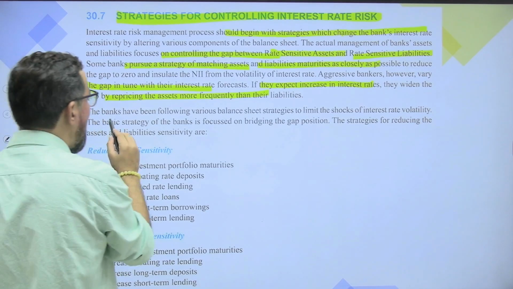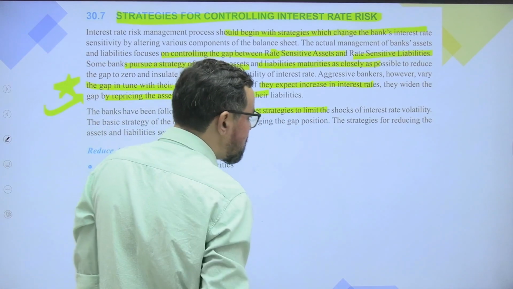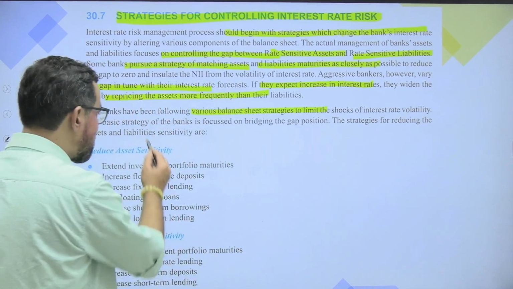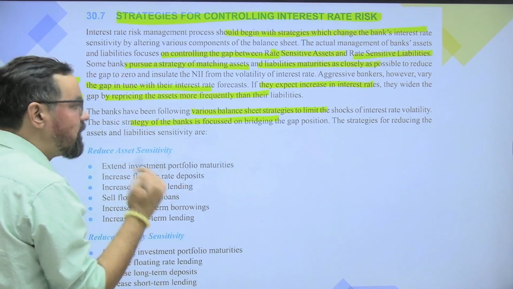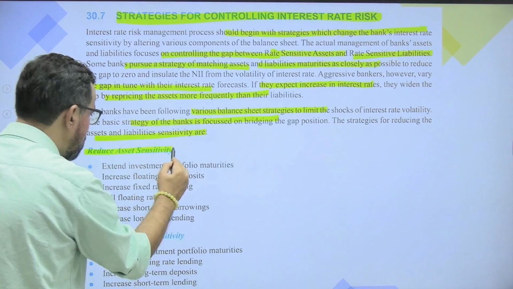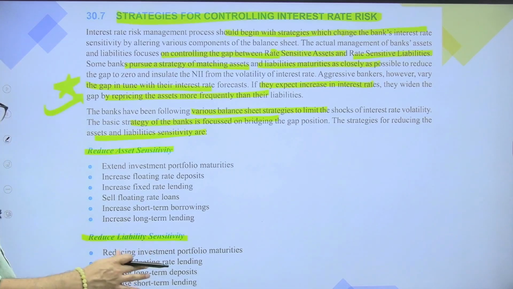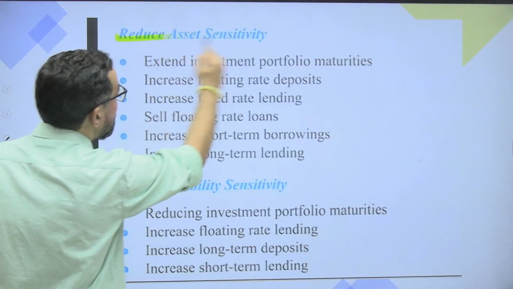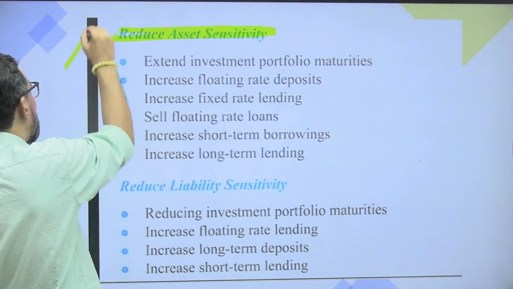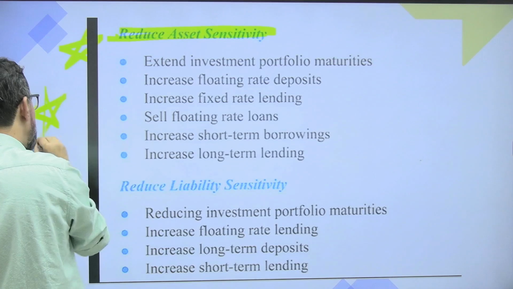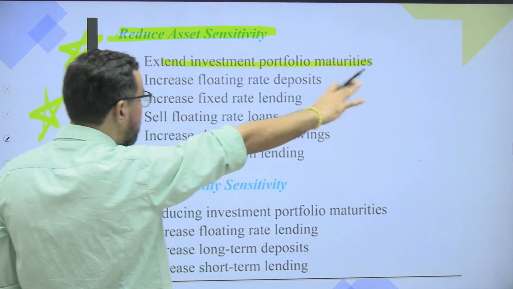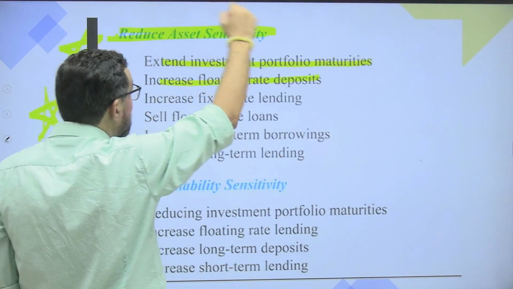The banks have been following various balance sheet strategies to limit the shock of interest rate volatility. The basic strategy of banks focuses on bridging the gap. The other strategies are to reduce asset sensitivity and reduce liability sensitivity. It is not visible, so I have kept it on a separate page. To reduce asset sensitivity, what can we do? This is very important. Please pay your attention. I'll give 3 stars to this one. Extend investment portfolio maturities, increase floating rate deposits to reduce sensitivities.